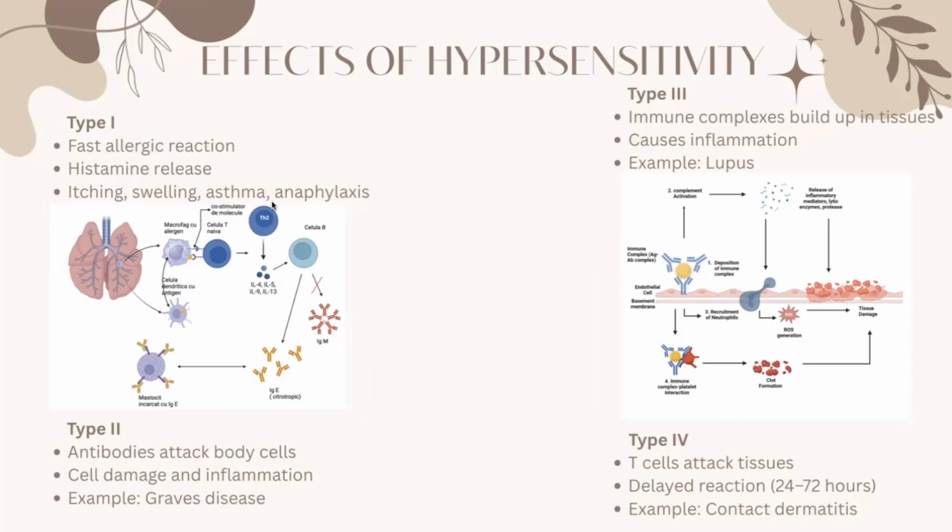In type 3 hypersensitivity, immune complexes form and get deposited in tissues like blood vessels, kidneys, or joints. This causes inflammation and tissue damage, and a common example is lupus. In type 4 hypersensitivity, T cells are responsible instead of antibodies. This reaction is delayed, usually 24 to 72 hours, and includes things like contact dermatitis. Overall, even though the mechanisms are different, they all result in inflammation, tissue injury, and sometimes organ dysfunction.